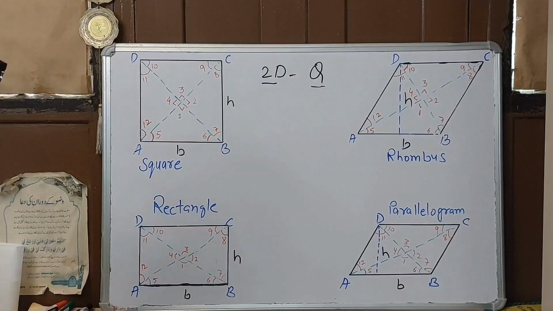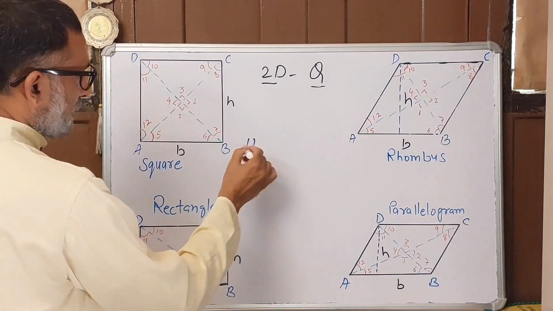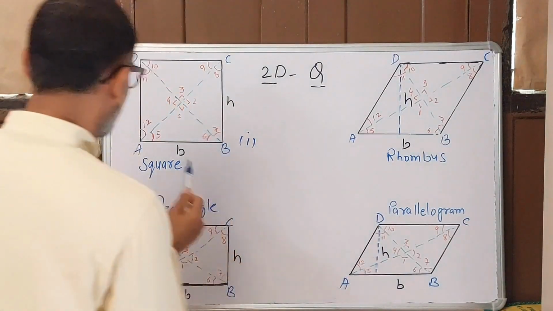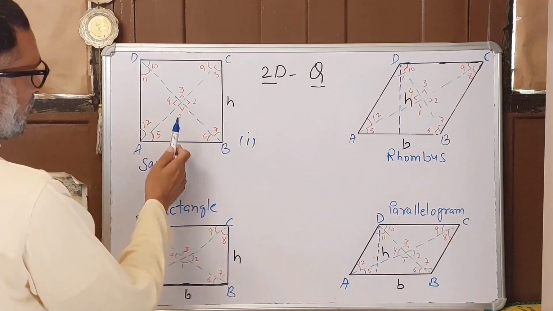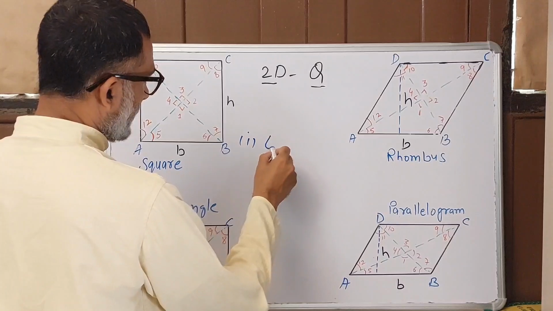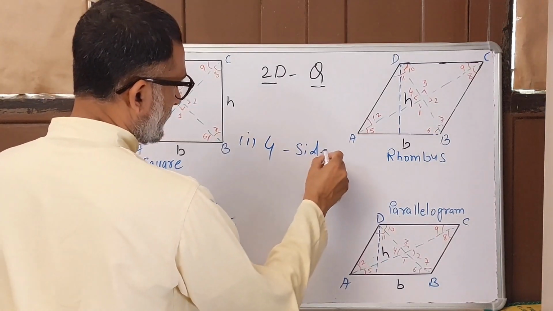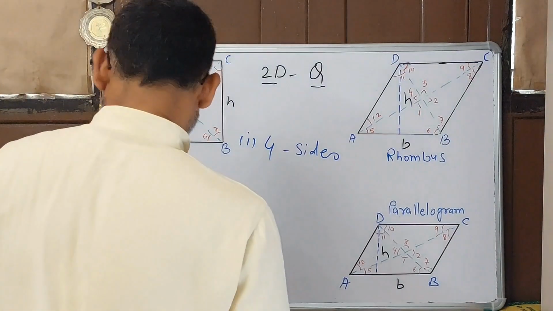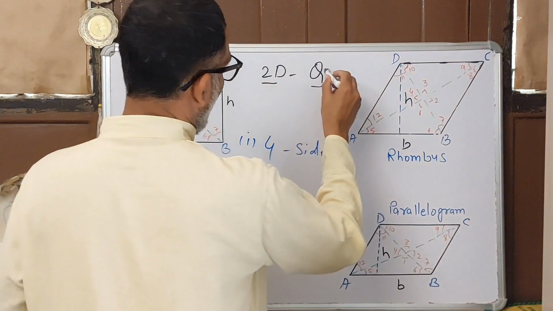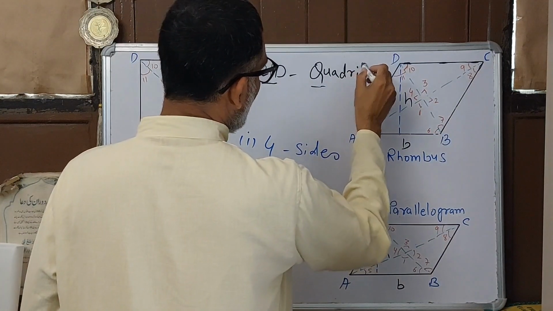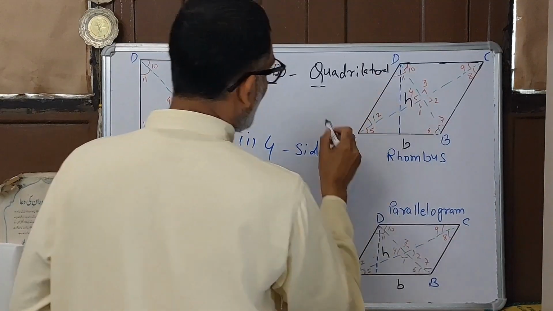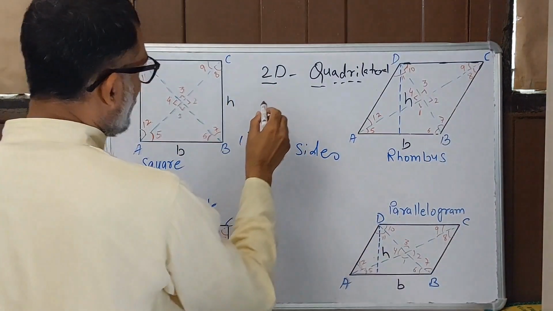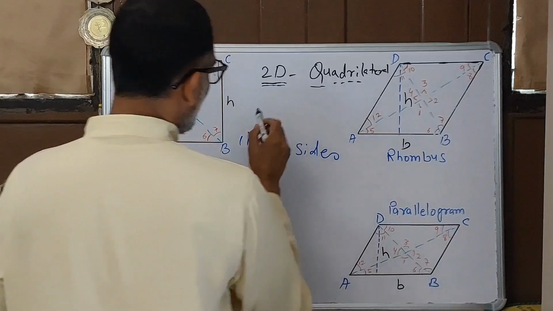What similarities are you seeing? The first similarity I hope you can find easily, but I cannot hear your voice, so that's why I am guessing. This is, all have 4 sides. First similarity is that all have 4 sides. That is called quadrilateral. A quadrilateral has 4 sides and is a 2D shape, a 2-dimensional shape.